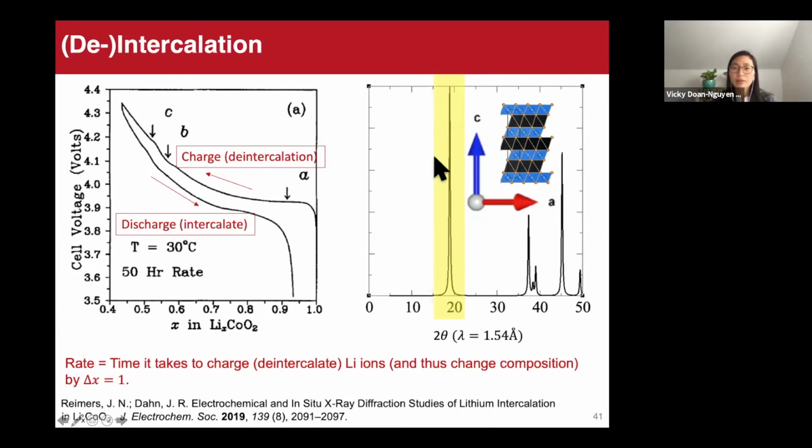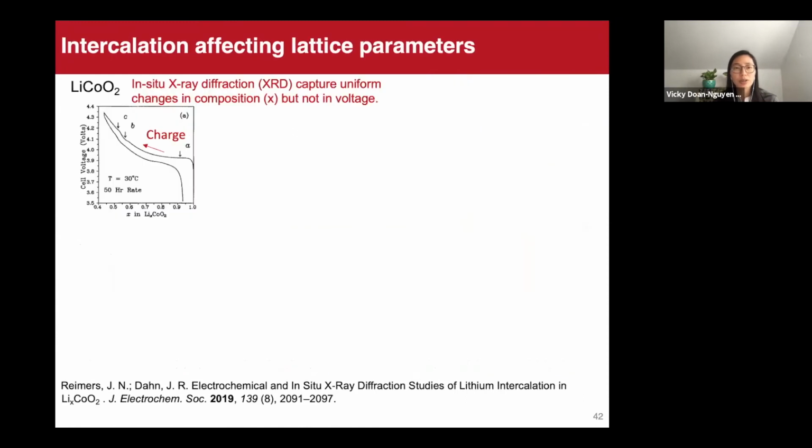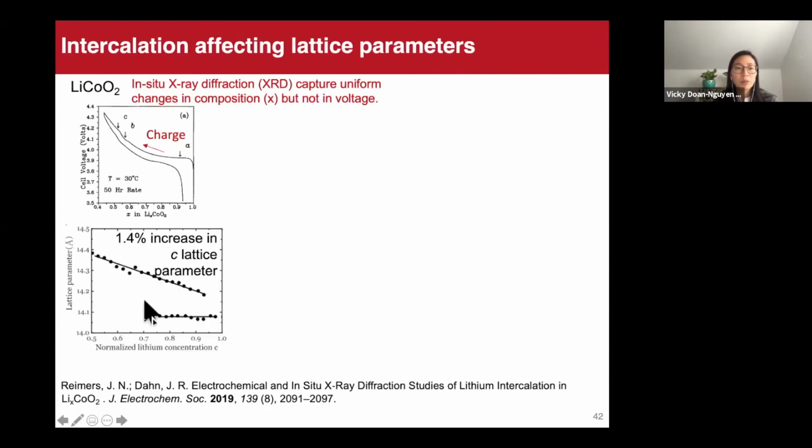And the X-ray diffraction of lithium cobalt oxide, as you can see here, ranging from 10 to 50 for 2 theta, using a lab X-ray source, lambda 1.54 angstrom. This is what it looks like for the R-bar 3M structure. So let's look at this peak right here. What happens to the structure when you intercalate and de-intercalate, charge, discharge? So here's the same plot again. We could see that going from 1 to 0.5, there's a 1.4% increase in the C lattice parameter.